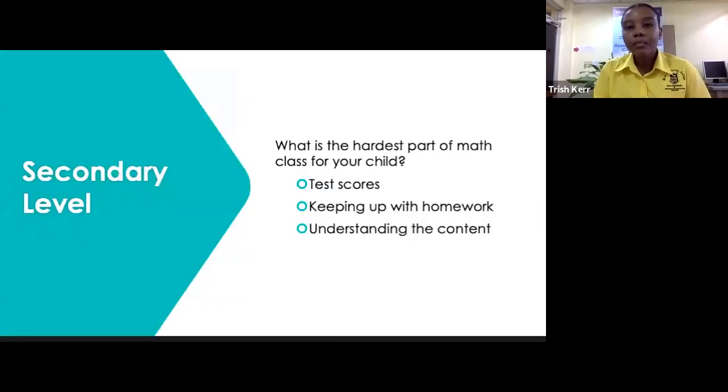So what can you do? You need to figure out what is the root, what is the hardest part of math for your child. Is it that they're getting low test scores? Is it that they have a problem keeping up with the homework? Is it that they have a problem understanding the content? The moment you ask yourself those questions, you should be able to figure out how to help your child.